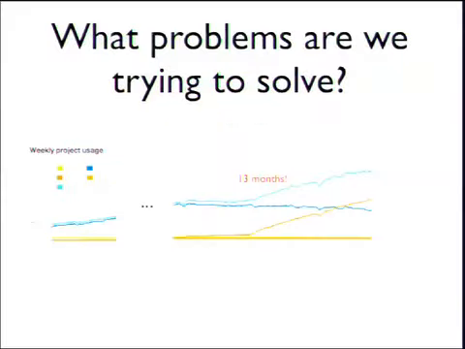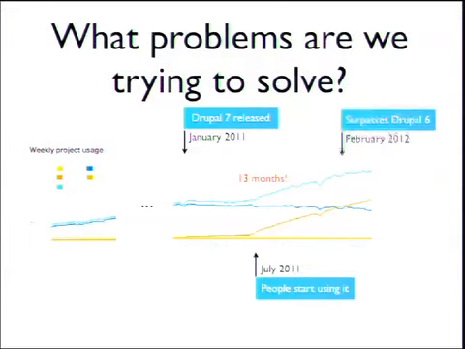So the problem this is trying to solve is that, yeah, I messed up this slide. So basically, Drupal 7, as I mentioned, was released in January of 2011. People actually started using it in about July of 2011. And then it finally surpassed Drupal 6 in usage in February. So basically, there's a year gap, right?